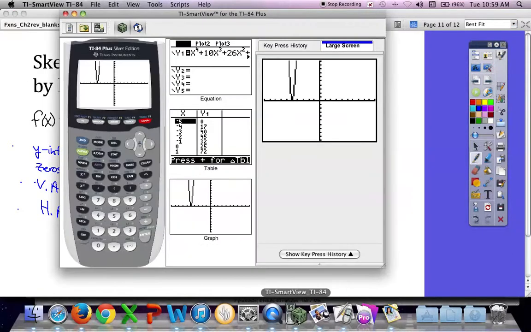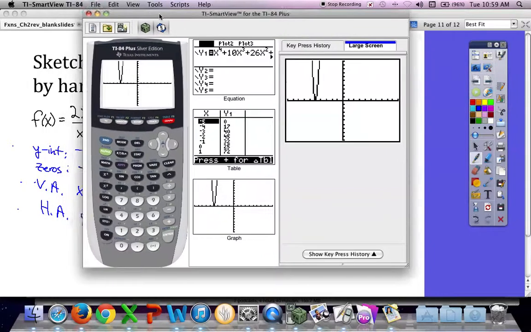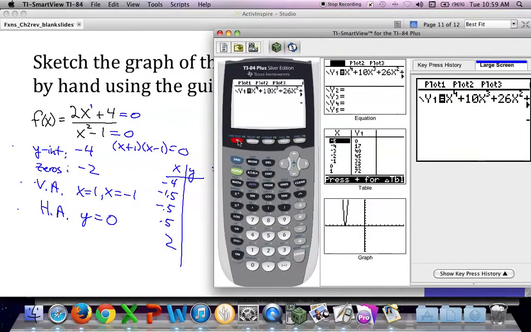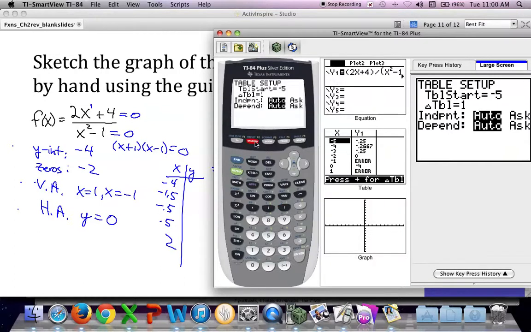So let's go to our calculator. It's already in the function. No, this is a different one. I need to load this so it's clear. 2x plus 4 in parentheses, x squared minus 1 in parentheses. And second, table set, let me set it to ask. And then I go to the table.